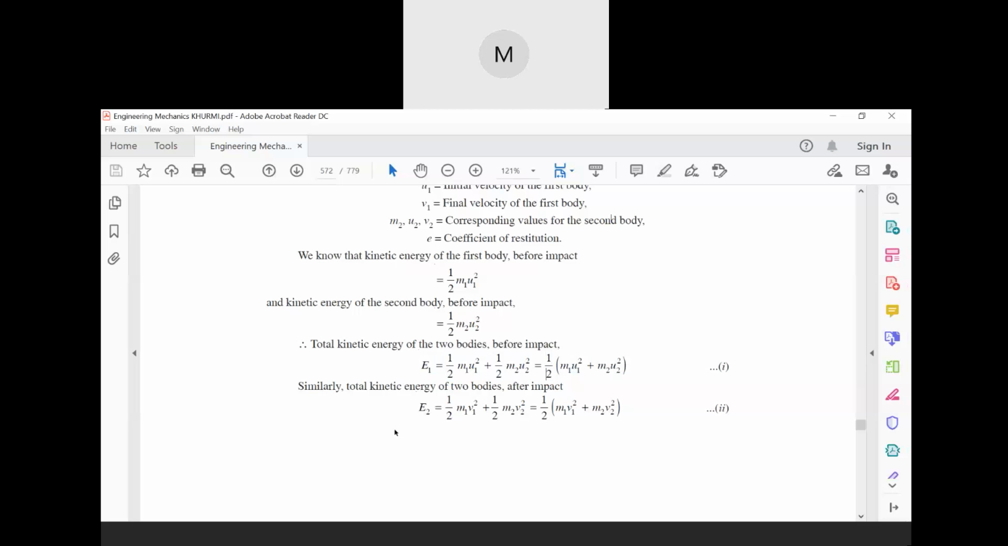Similarly, after the collision there will be a different kinetic energy. That means after impact, it can be written as half into m1 into v1 square plus half into m2 into v2 square. So now it can be written like this.